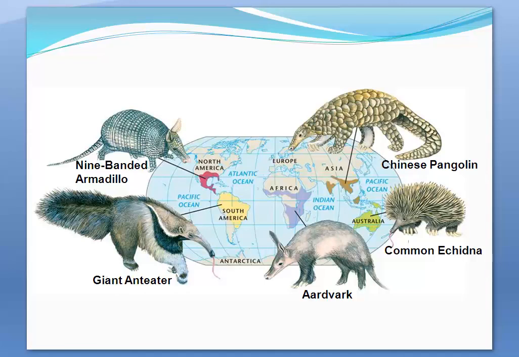So that is what convergent evolution means. It means unrelated organisms develop to look similar to one another. So that is it for our diversity of mammals.